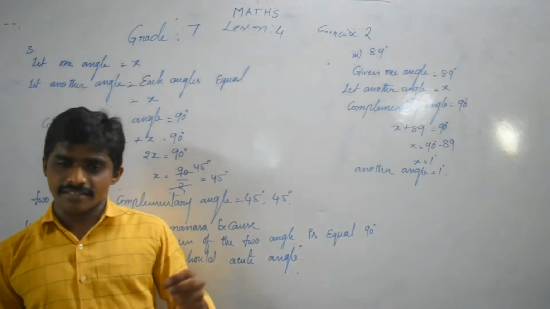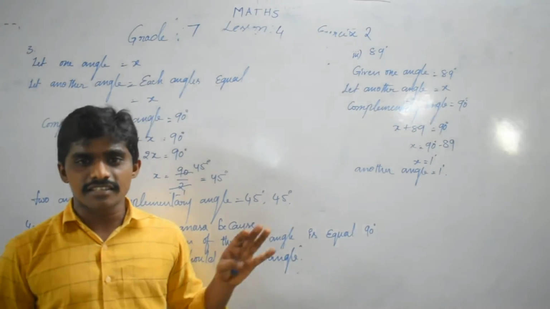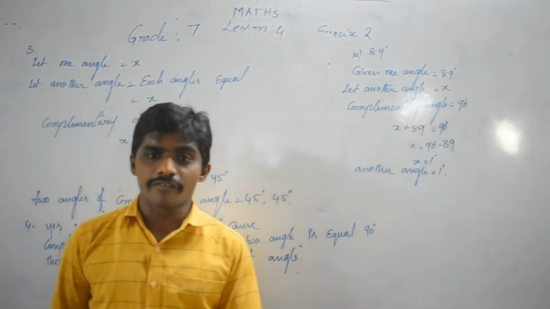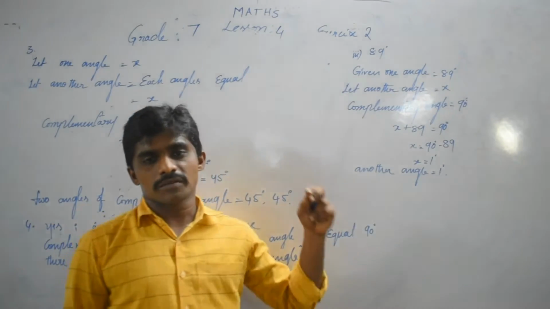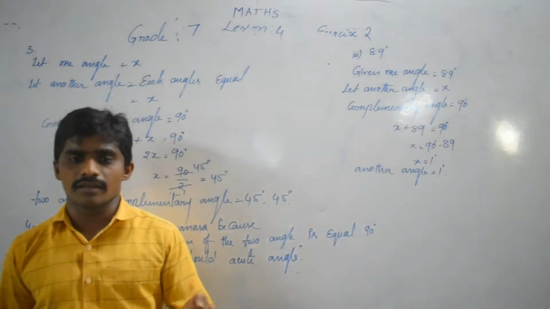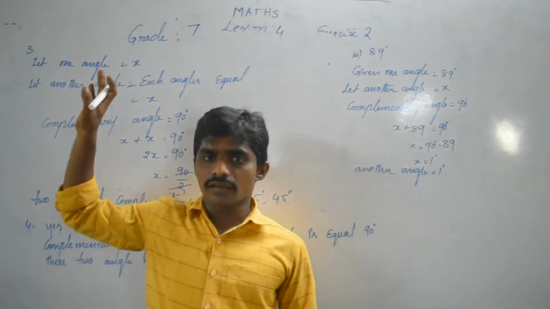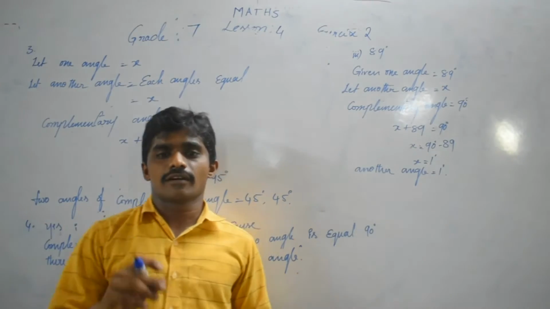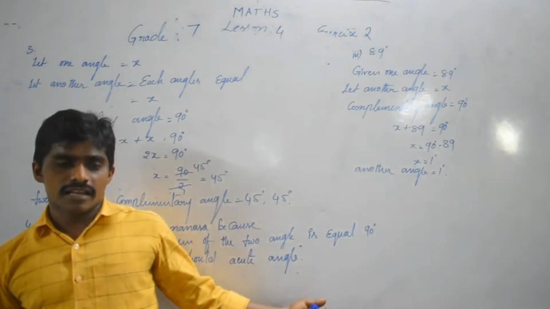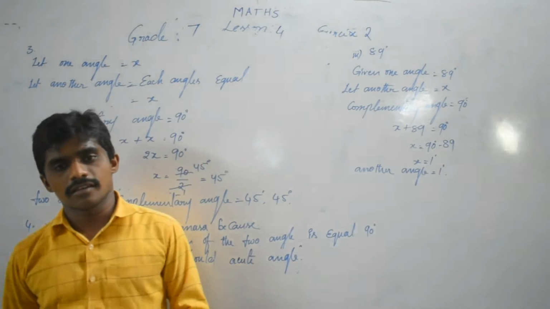Next class, exercise 3. It is like this only. There also 4 problems are given. In one problem, two angles are complementary or supplementary or not supplementary; one angle is given, and you find the other angle. So next, exercise 3.